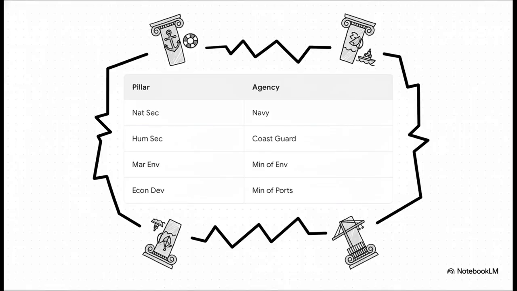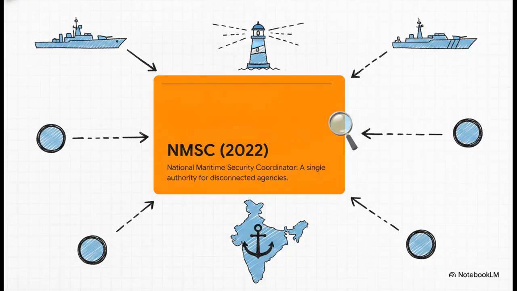But saying you're going to fuse the pillars and actually doing it institutionally, those are 2 very different things. Let's map this out to clearly demonstrate the severe institutional fragmentation that existed across India's governing agencies. Look at how disconnected this whole setup was. National security was handled by the Indian Navy. Human security fell to the Coast Guard. The marine environment was managed by the Ministry of Environment, Forest and Climate Change. And economic development was handled by the Ministry of Ports, Shipping and Waterways. That's 4 pillars managed by 4 completely separate, disconnected agencies. Basically, a bureaucratic nightmare. So, how do you actually solve that kind of bureaucratic fragmentation?